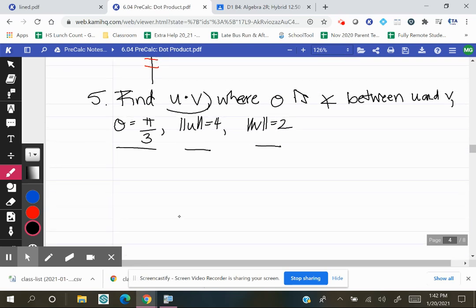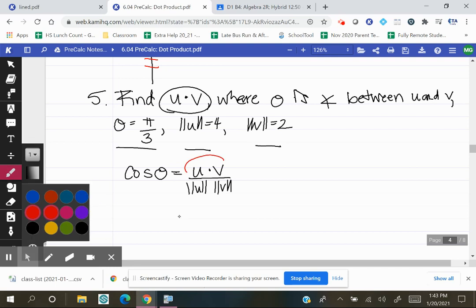So since we're given theta and we're given the magnitude of u and the magnitude of v, and we're asked to find the dot product, we can use our formula to find the angle between them, since we're given the angle between them. So here, if we're not given the two vectors, we can't just do the dot product of them. So we're going to use cosine theta equals u dot v divided by the product of their magnitude. So the magnitude of u times the magnitude of v.